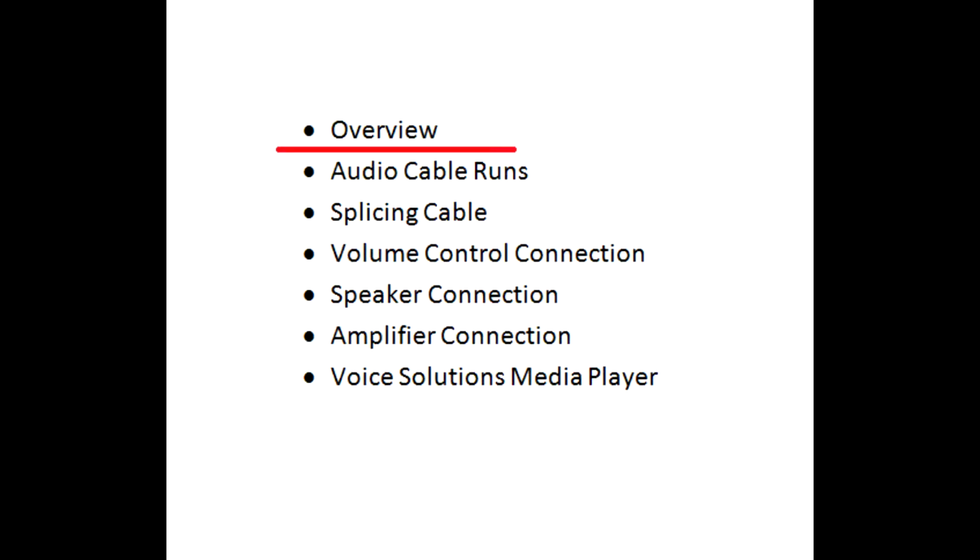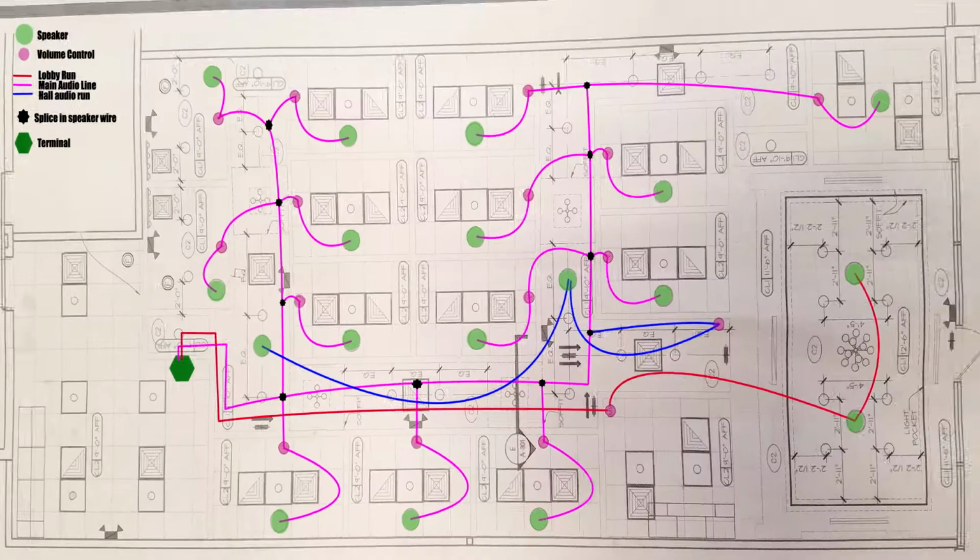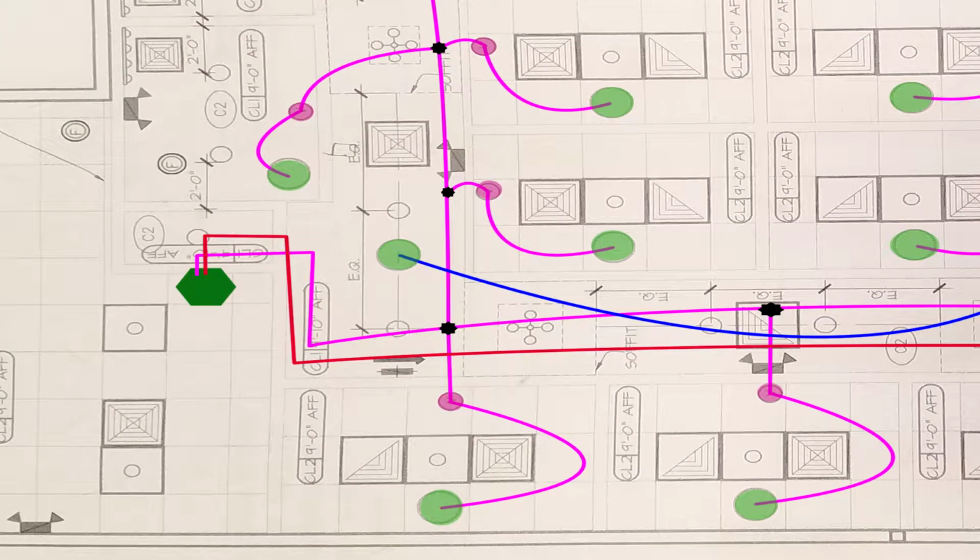So now that we've gone over the overview and we've briefly touched on audio cable runs, what we're going to do now is just go into a little bit more depth of the audio cable runs and the specifics of that. Let's go ahead and take a look at a splicing point.